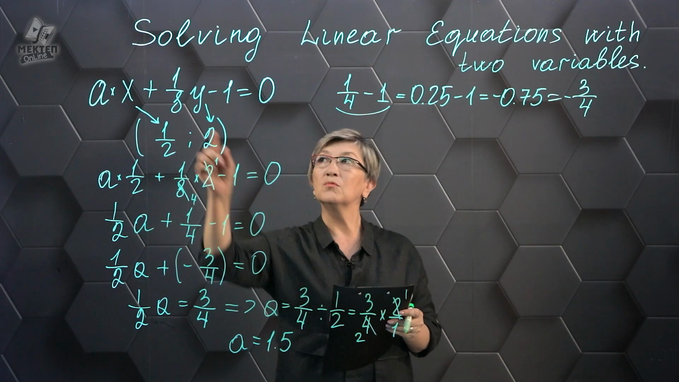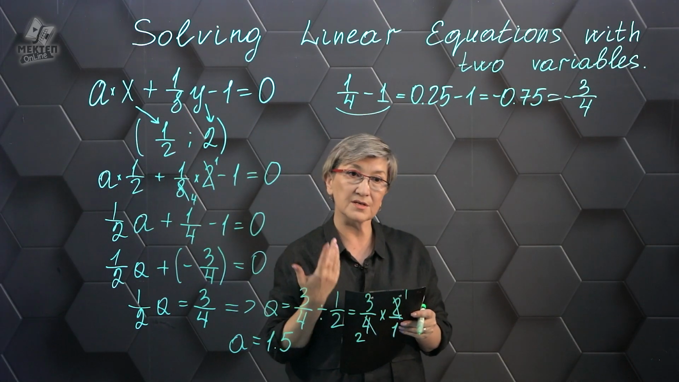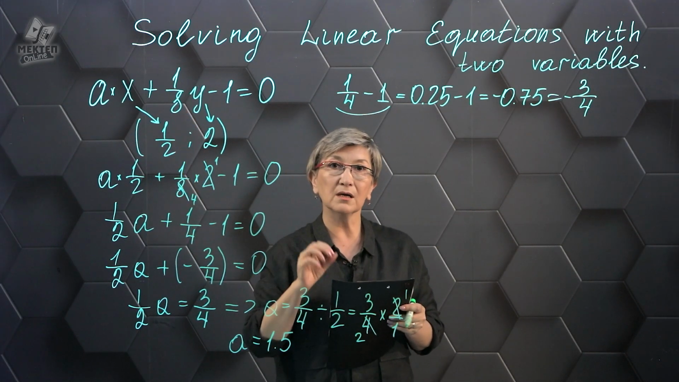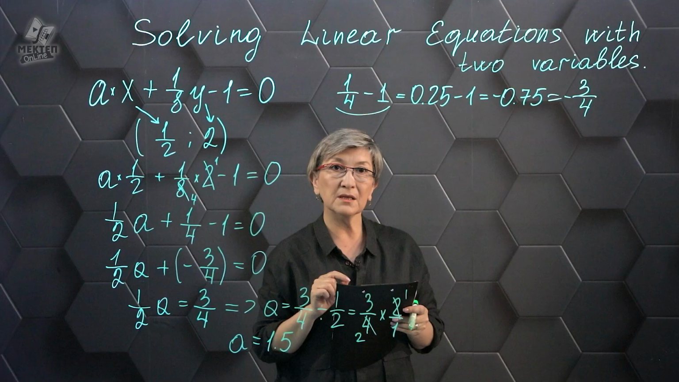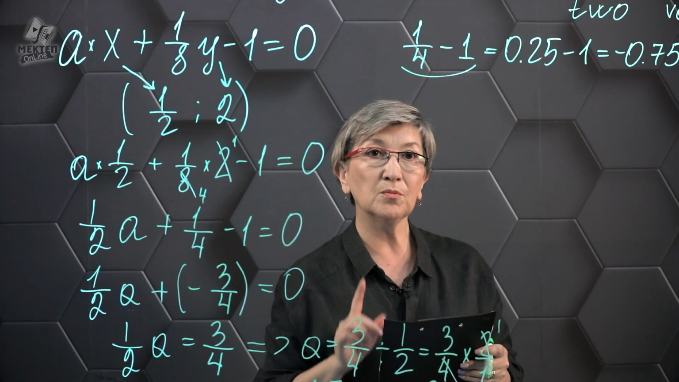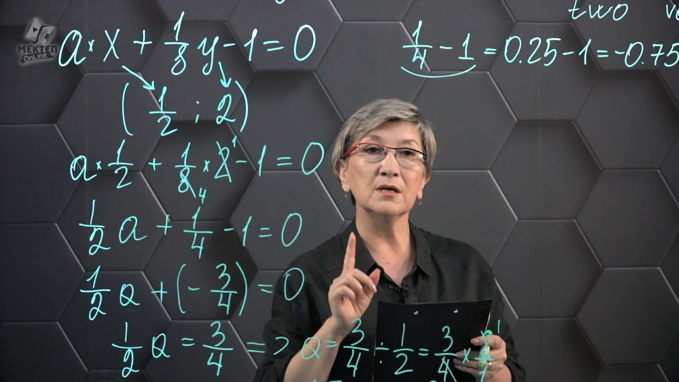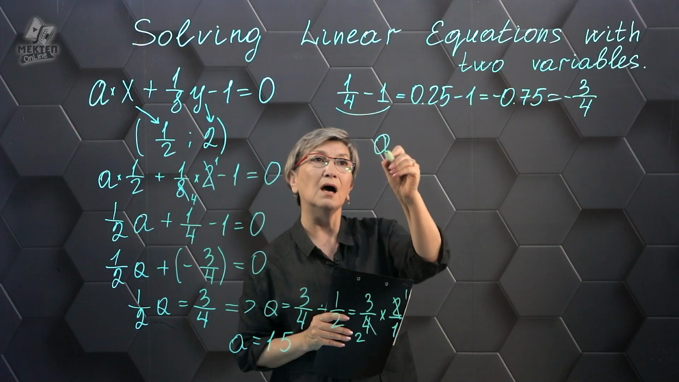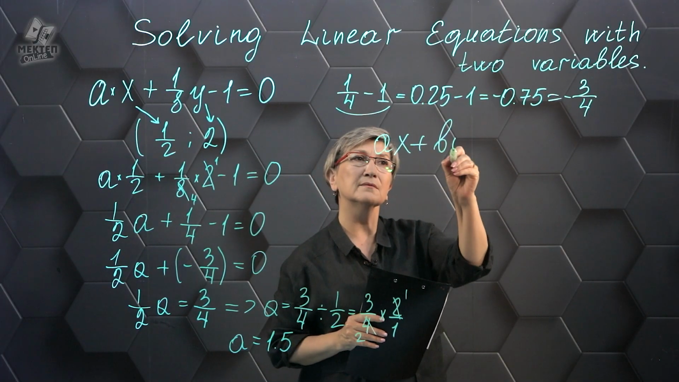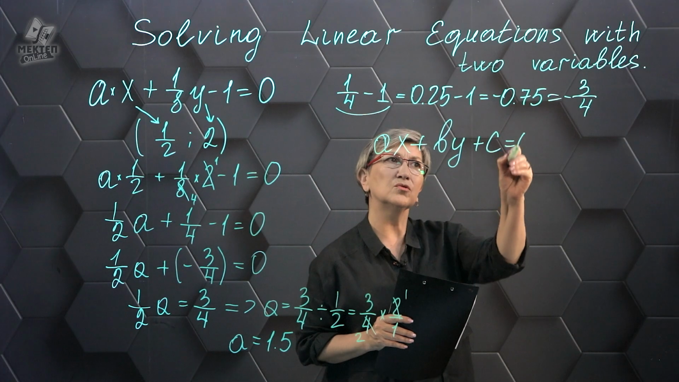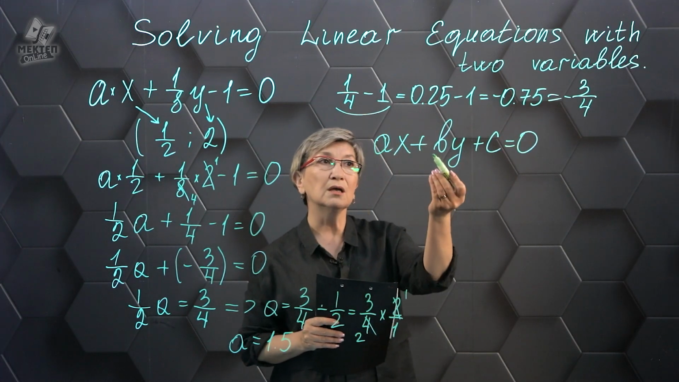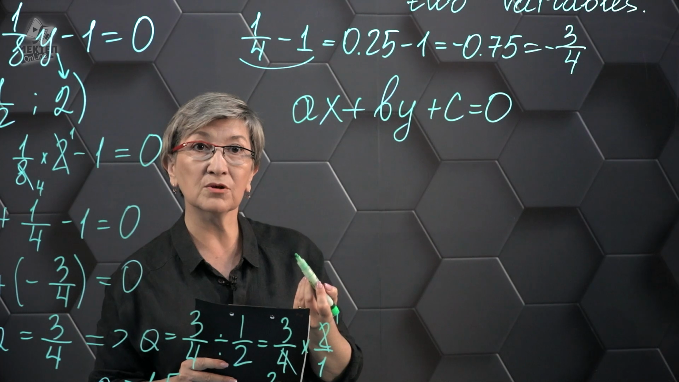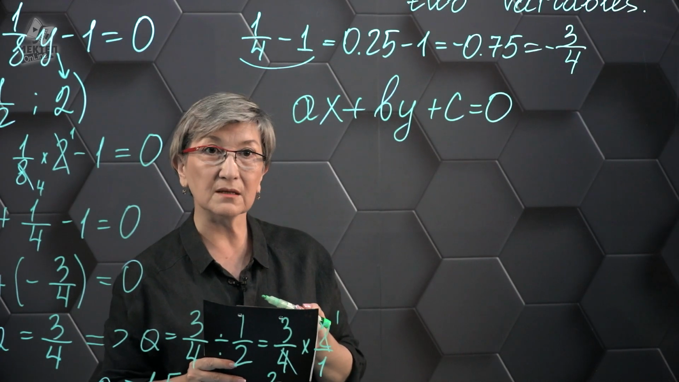We can find the value of the coefficient b in exactly the same way. And the coefficient b is the number in front of the y variable. Now, the point is that we said that a linear equation with two variables has the standard form ax plus by plus c equals 0. And in this case, we can find either variable if given a solution, or we can find the coefficient.